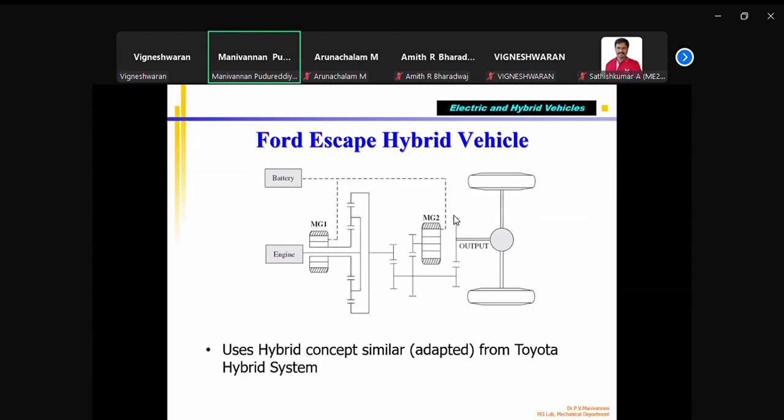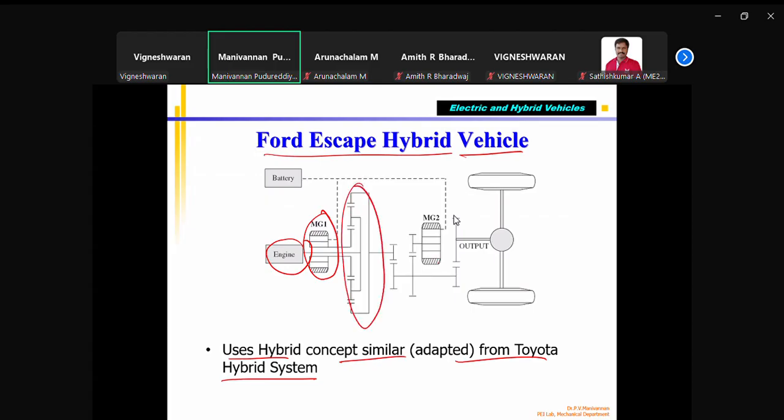the Honda Civic. Then the Ford Escape, because not only that, Ford is also making a hybrid vehicle. Again, you can see that it uses a hybrid concept similar to Toyota, correct? You have an engine, you have electric motor one connected to the engine, exactly the same configuration, correct? Then this is the planetary gear arrangement, correct? This is the second motor that is also connected. Both the engine and motor 2 are going to drive the vehicle. These two are drivers, correct?